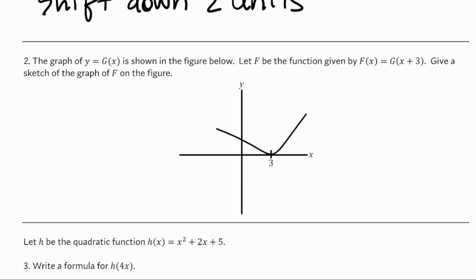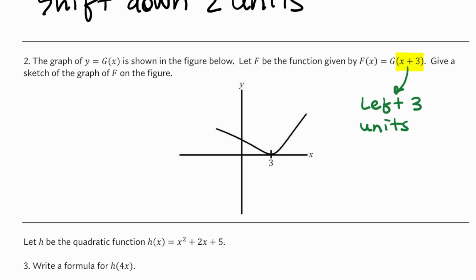And then the second one, here we've got the graph of g, and f is g of x plus 3. So what you're supposed to do here is say, okay, addition is a shift happening on the inside, that's horizontal, so we know it's going to go left by 3 units, because adding on the inside shifts to the left. So we're going to move the graph left by 3.